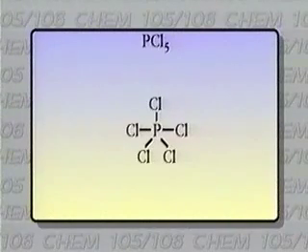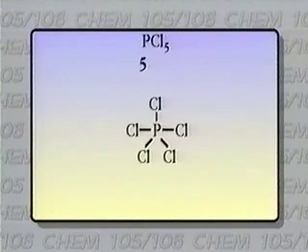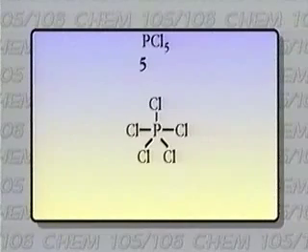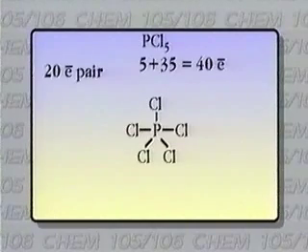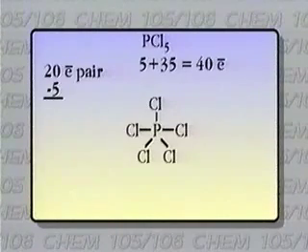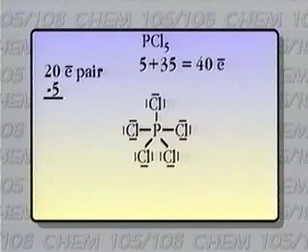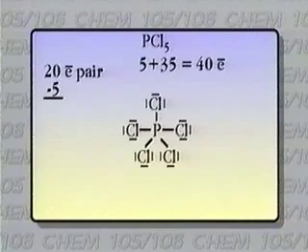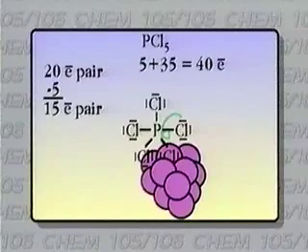If we add up all the electrons here, phosphorus is in the 5th column, so we have 5, and then chlorine, 5 times 7 would be 35, so we have 40 electrons, or 20 electron pairs. We've used up 5, and then we would need 1, 2, 3, 4, 5, 6, 7, 8, 9, 10, 11, 12, 13, 14, 15 more, and of course that's what we have. And so all the chlorines have octets. They all have 4 pairs of electrons.